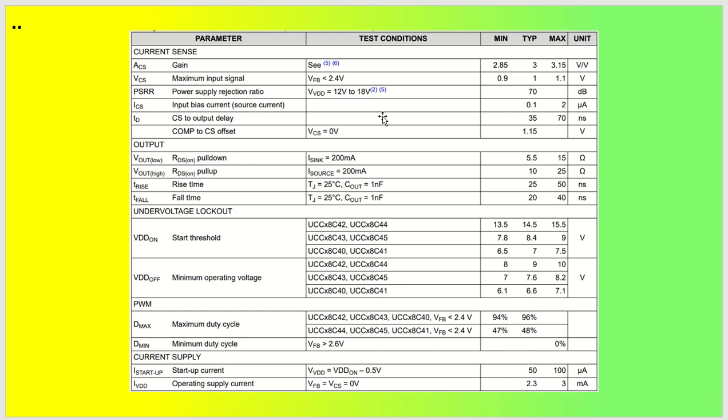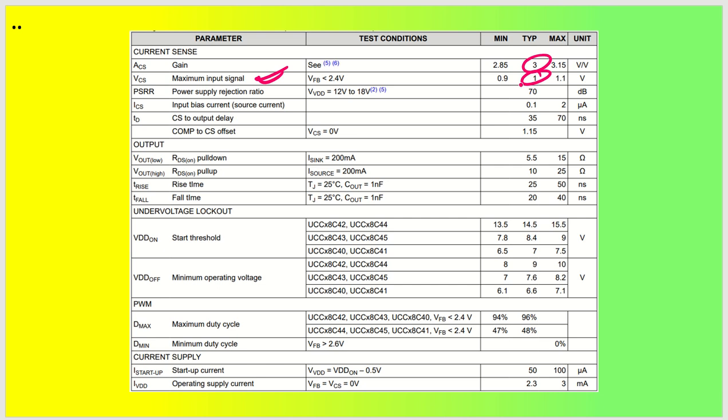If you talk about other parameters, we have current sensing. So you can see ACS gain is around 3. So typical values of current gain to sense the current or to monitor the current through the drain to source of your MOSFET is going to be 3. Then we have maximum input signal, that is going to be 1 volt. It means my VFB must be less than 2.4 volt. In that case, whatever the current that is entering into the CS pin, which is going to be 1 volt.